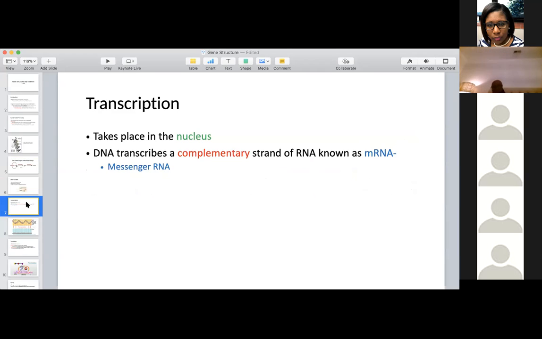This process of transcription is a very important first step here before we can get our proteins made. We have to create RNA, and this takes place in the nucleus. Okay. Transcription takes place in the nucleus and our DNA is transcribed into RNA. That's what you need to have in your notes.